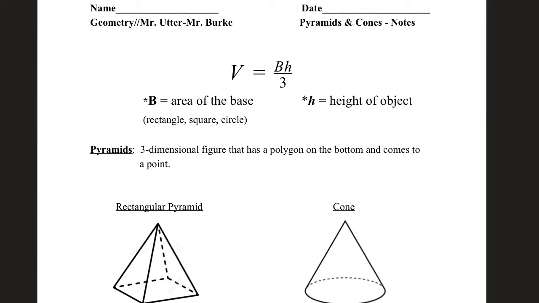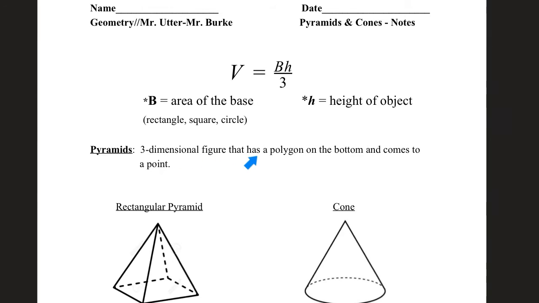So what exactly is a pyramid? Well, it's a three-dimensional figure. Again, we're dealing in 3 dimensions because we're dealing with volume. We can actually fit something inside of this pyramid or this cone. That means we're dealing in 3 dimensions, which we have length, we have width, but we also have depth, or in this case, we call it the height, if you remember from our first video.